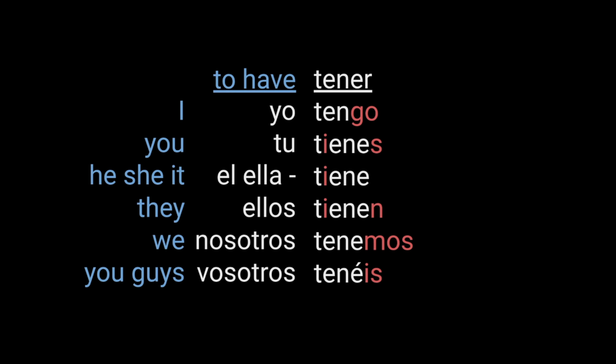So if it ends in O, it's I have. If it ends in S, it's you have. If it ends in an N, it's they. So that N signifies they. If it ends in mos, it signifies we. And that's how you can tell quite easily once you remember those verb endings.